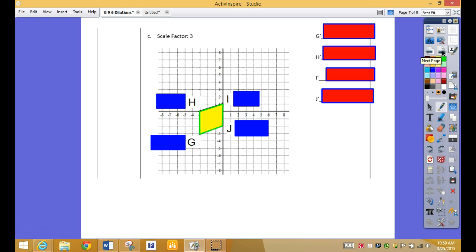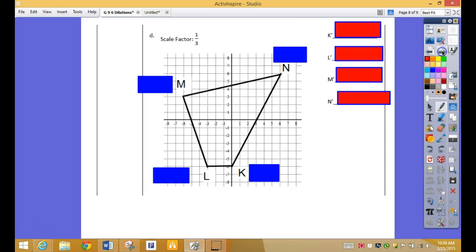All right, and this is our last one, I believe. We have 2 left. I think for time-wise, we'll stop after this one. Let's do G. We'll skip C and let's go right to G. Because this one has a scale factor of 1/3, so what is it going to do? Divide by 3. Let's find our ordered pairs first.